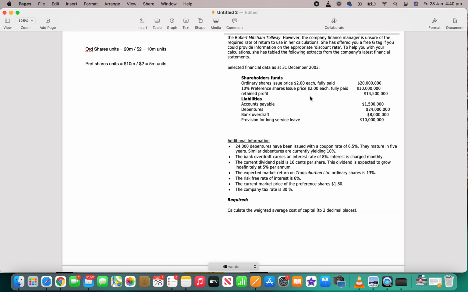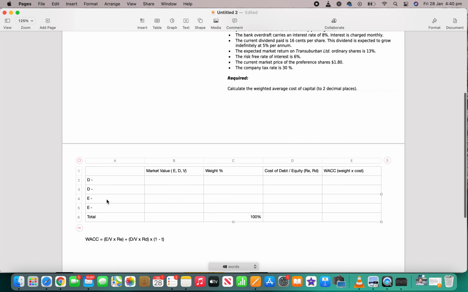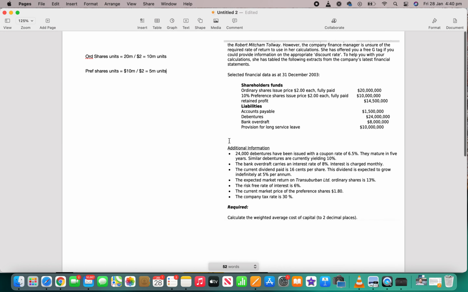Okay, retained profit, is it equity? No, not in this sense, so we don't include it. What I might do is write down here, I can start pre-filling what we have: ordinary shares, and here we have preference shares. Okay, so we're already starting to pre-fill what we've got.